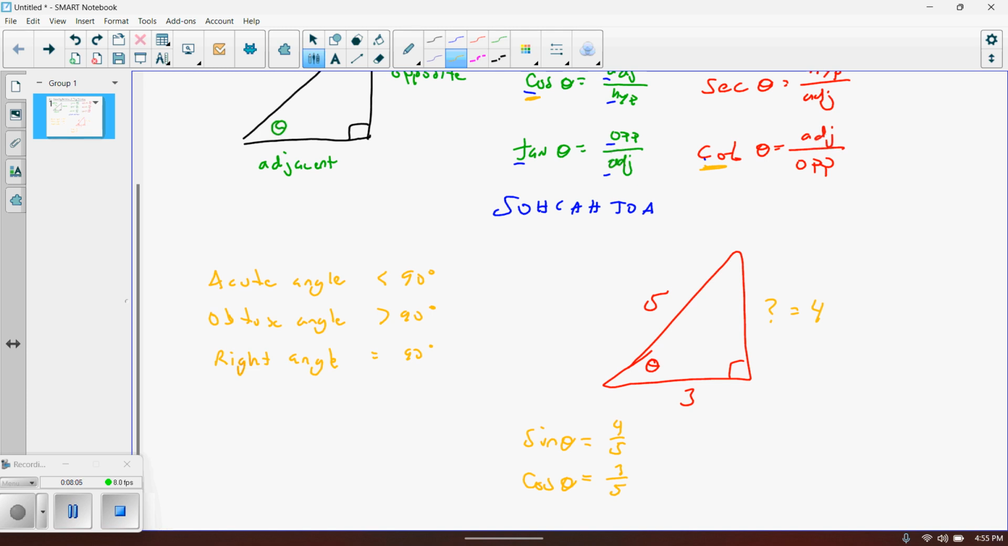If you wanted to do the reciprocal, very easy. The cosecant is the reciprocal of sine, so you just flip over the fraction. It is 5/4. Likewise, for cosine, the reciprocal would be secant, so that would be 5/3. Very easy way to be able to figure out some of these values.